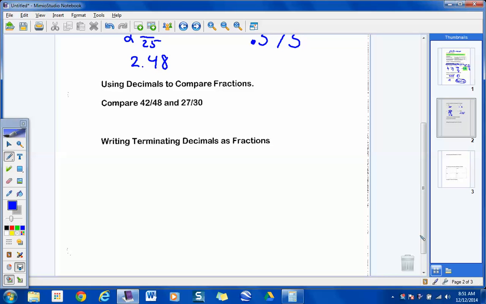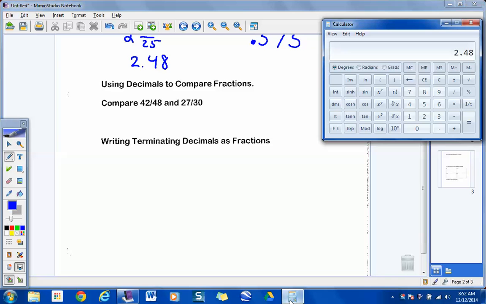Okay. Right here, using decimals to compare fractions. We kind of talked about this when we were starting to look at least common denominators, didn't we? I want to know which fraction is bigger, 42 over 48 or 27 over 30. The idea here is that if I turn them into decimals, we should be able to easily compare them. So how do you turn 42 over 48 into a decimal, gang? You divide those two. 42 divided by 48.